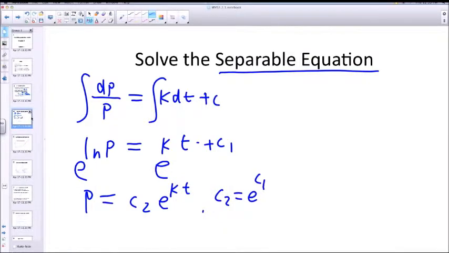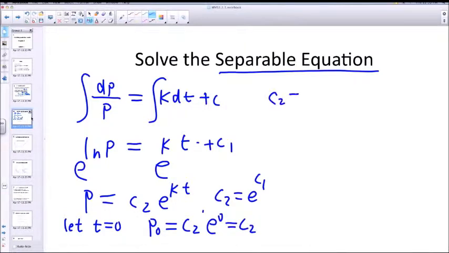Then you use the initial population, let t equal 0. The initial condition is P0 equals c2 e to the 0, which is c2. Then you get c2 equal to P0. The solution will be pretty simple. Population is an exponential function times the initial population. Well, so that's not new.